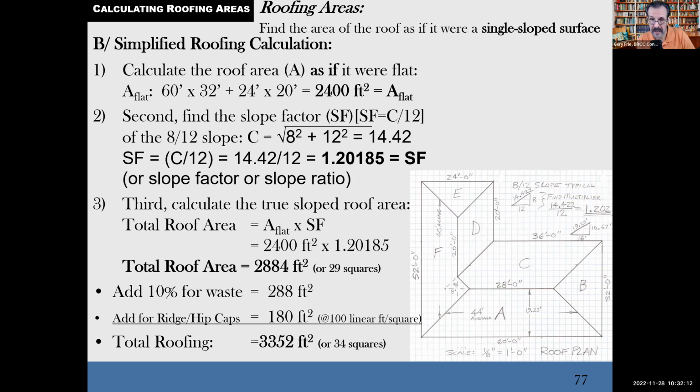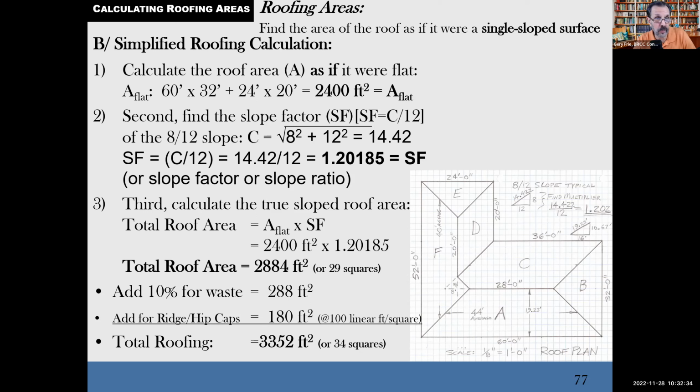So if, in this house, it has a 2-foot overhang, well, the actual building underneath that roof, instead of being 60 feet across, would be like 56 feet, because you've got 2 feet sticking out on each end. So sometimes you have to pay attention to what the overhang dimension is in order to figure out what that roof dimension is. But anyways, we've got this 2,400 square feet.